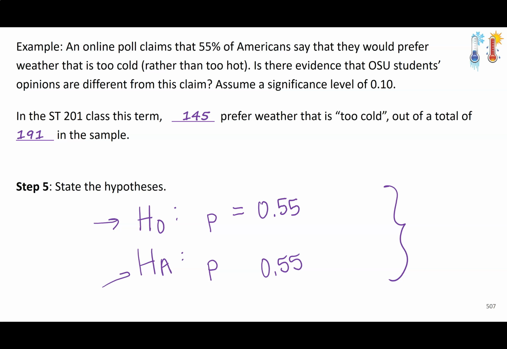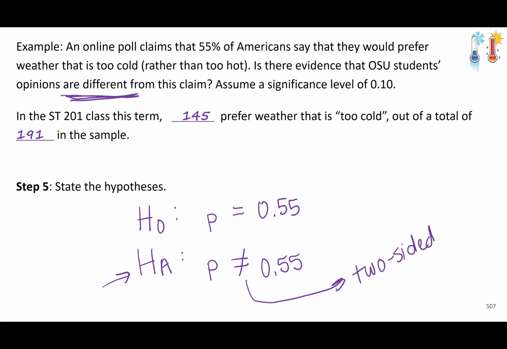And then this comes down to the question of interest. We just wanted to see if OSU opinions are different from that. We don't have a particular suspicion that they're higher or lower. So not equal to. And so this is going to be a two-sided test. That means that when I calculate my Z statistic and get a one-sided p-value, I'm going to multiply that one-sided p-value by 2, and I'm going to have a two-sided p-value.